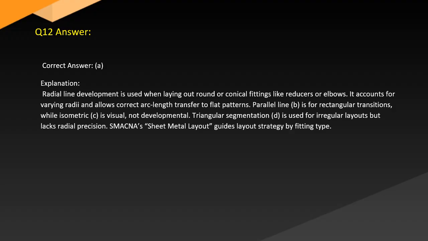Answer. Correct answer. A. Explanation. Radial line development is used when laying out round or conical fittings like reducers or elbows. It accounts for varying radii and allows correct arc length transfer to flat patterns. Parallel line B is for rectangular transitions, while isometric C is visual, not developmental. Triangular segmentation D is used for irregular layouts but lacks radial precision. SMACNA: sheet metal layout strategy by fitting type.